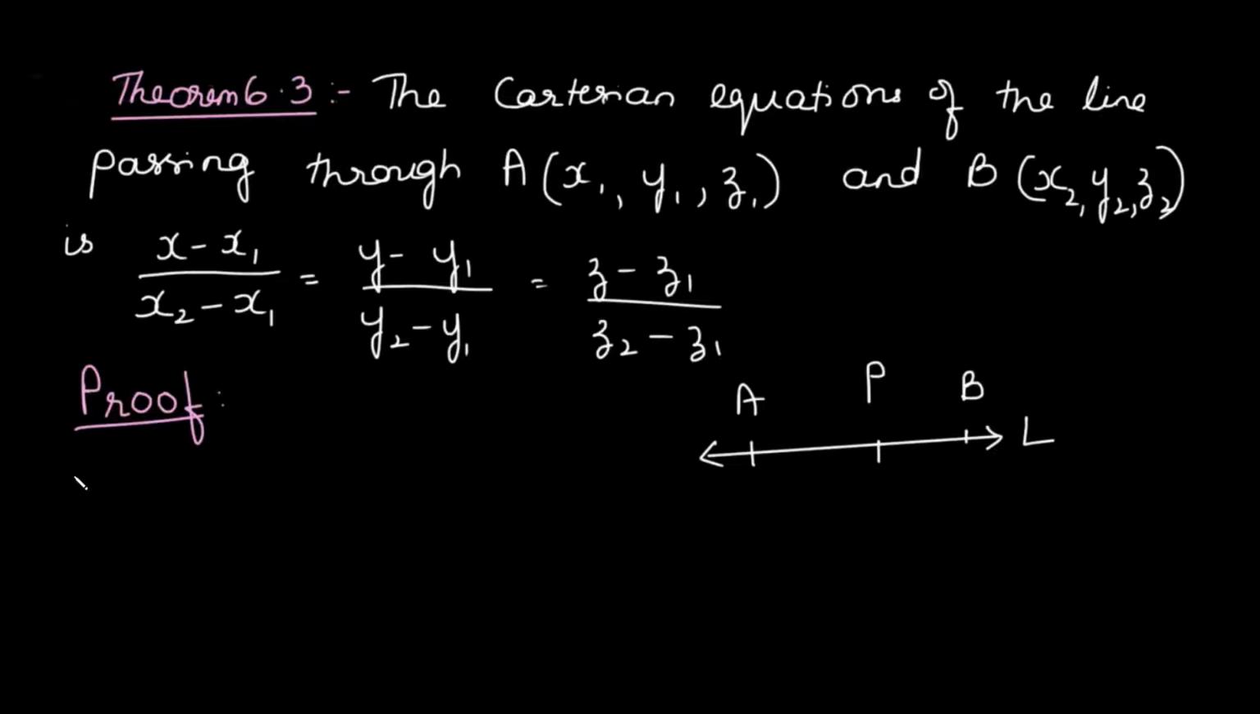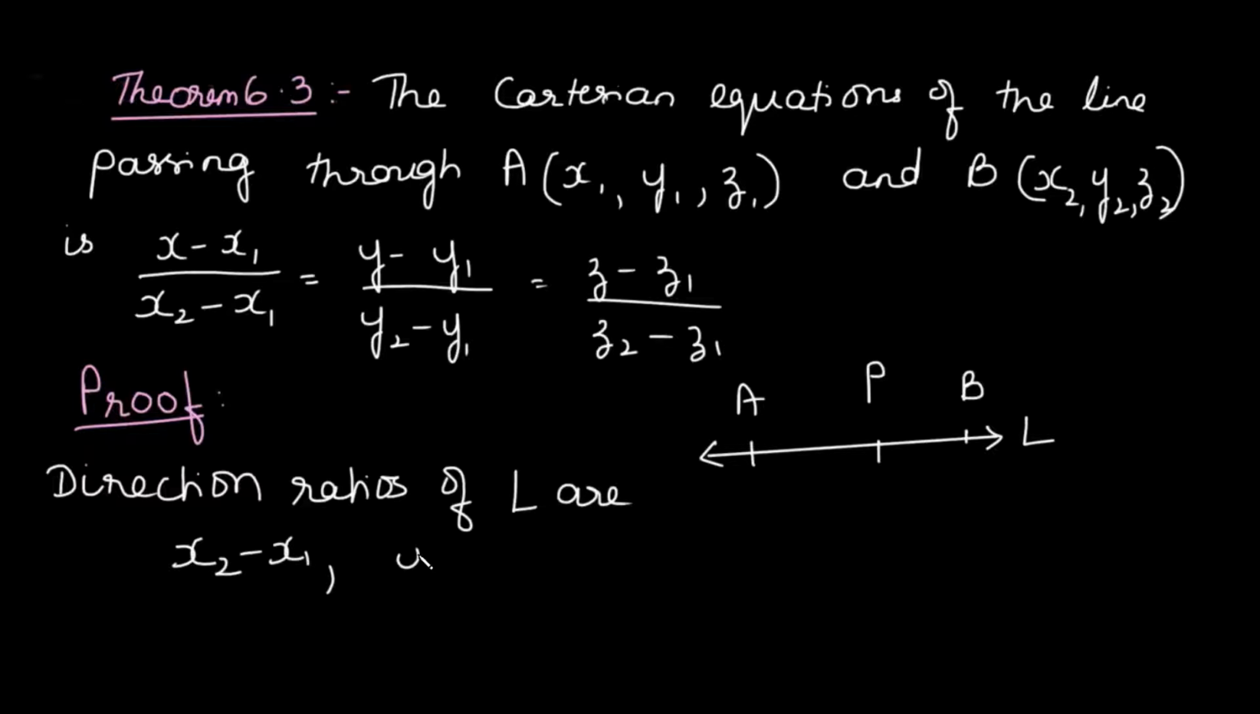Now what are the direction ratios of L? Let me write it properly. The direction ratios of line L with respect to A and B are given as x2 minus x1, y2 minus y1 and z2 minus z1, with respect to A and B, which are points on the line. The direction ratios of line L are given this way.